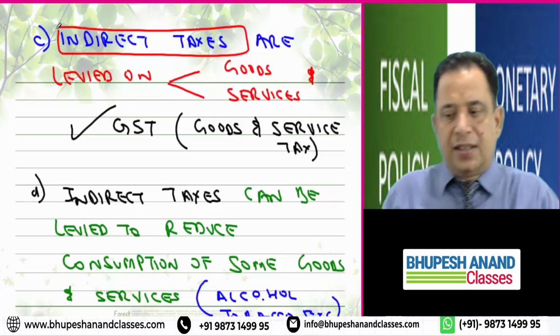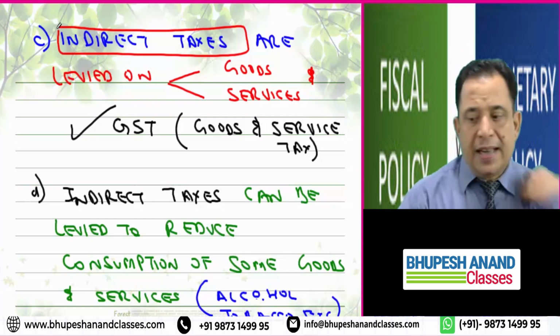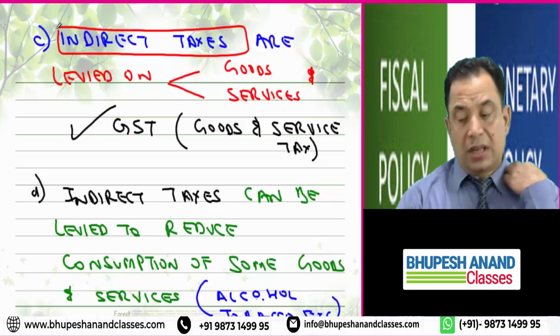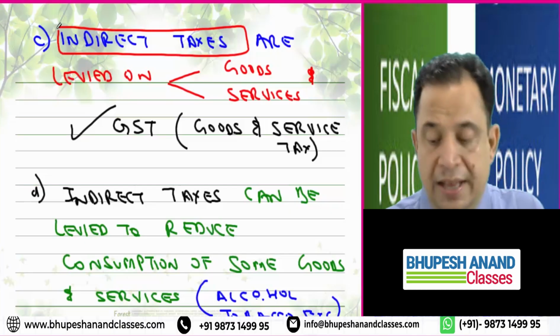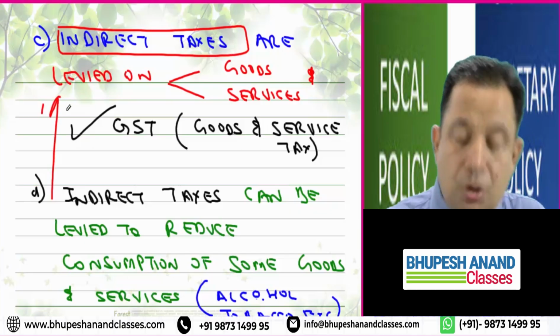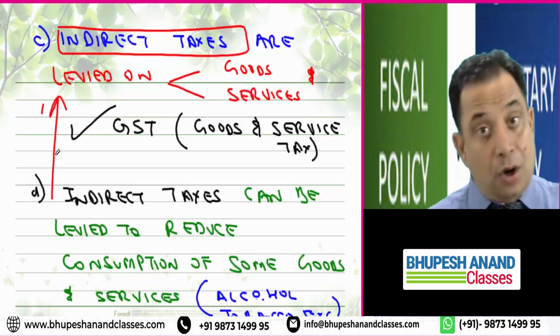So write down: indirect taxes are levied on goods and services. Indirect taxes can be levied to reduce consumption of some goods, in case we want to reduce the consumption of cigarettes, tobacco, alcohol.